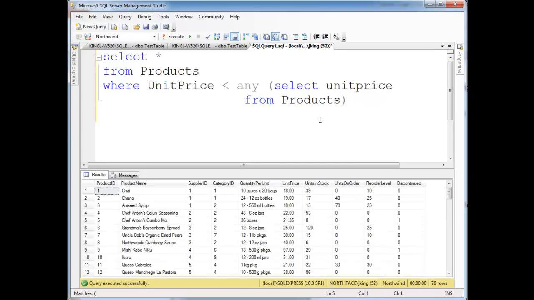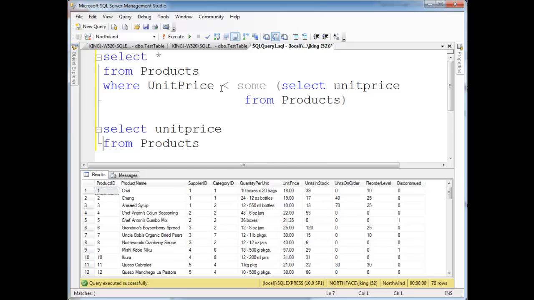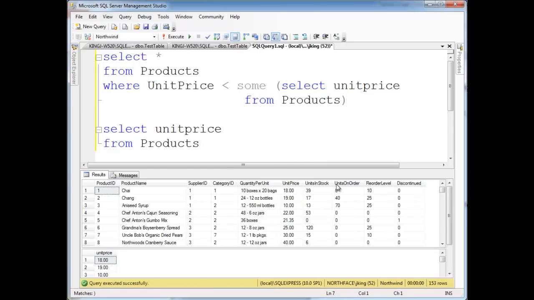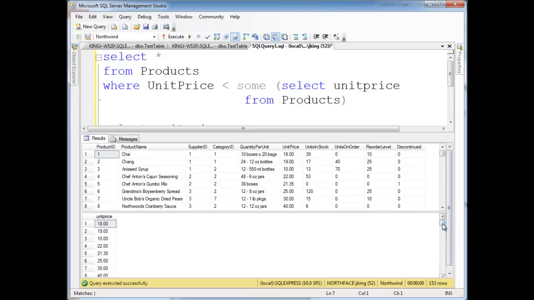So when I run this, think about what this query is going to do. It essentially is going to compare the unit price of every single product in the product table. And if that unit price is less than any, in fact, let's put SOME here. SOME may read a little bit better. Then SOME, meaning at least one, if that unit price is less than one of the unit prices in the products table. In fact, let's just do that as a separate query down here so you can see it. Run it. So if the unit price in the products table is less than at least one of these values in this list down here, then we'll get that row as a result.